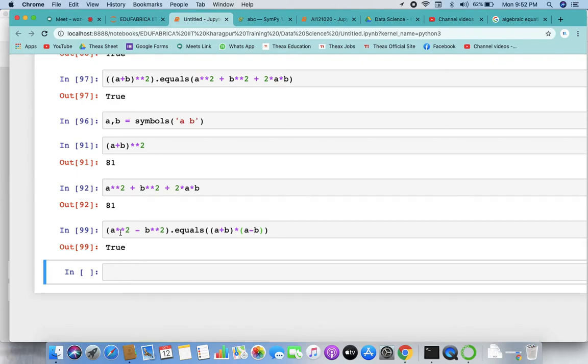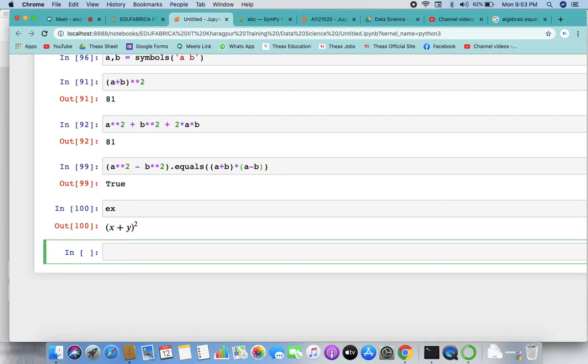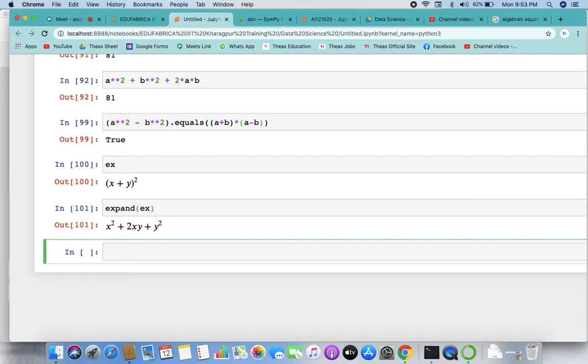Right. Well, next we come to the equations. Okay, so I'm making one equation, right? And I'll ask you to do simplification, factorization, and all those things. So my equation is, I think I have EX, x plus y whole square. Now, if I want to get the formula of this x plus y whole square, what is the formula? X square plus y square plus 2xy. But how are we going to get it? Using the function expand. And then if you want to write this equation, how will you write? EQ of EX is equals to expand of EX, isn't it?